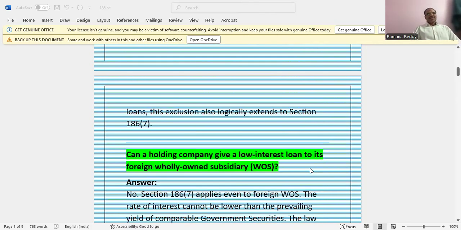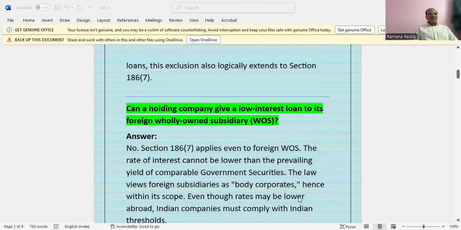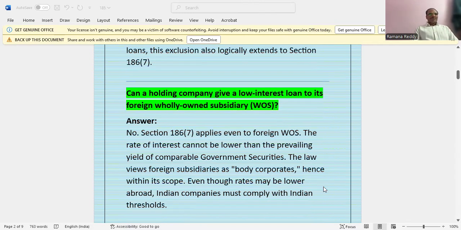Can a holding company give a low interest loan to its foreign wholly owned subsidiary? The answer is no. Section 186, subsection 7 applies even to foreign wholly owned subsidiaries. The rate of interest cannot be lower than the prevailing yield of comparable government securities. The law views foreign subsidiaries as body corporates. Hence, within its scope, even though rates may be lower abroad, Indian companies must comply with the Indian thresholds.